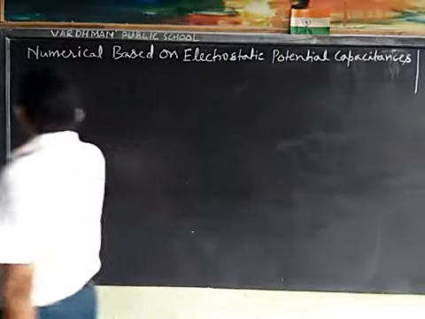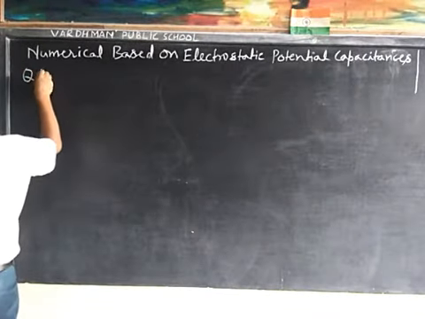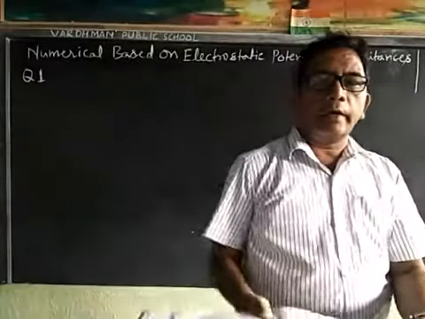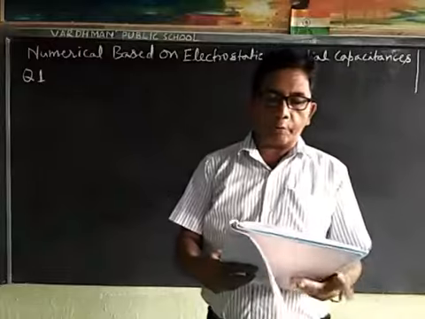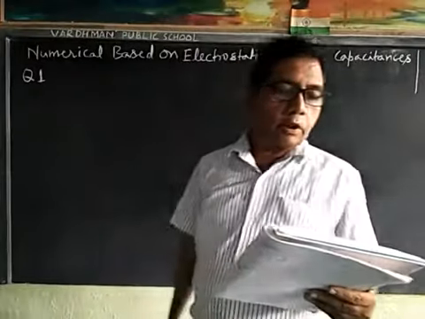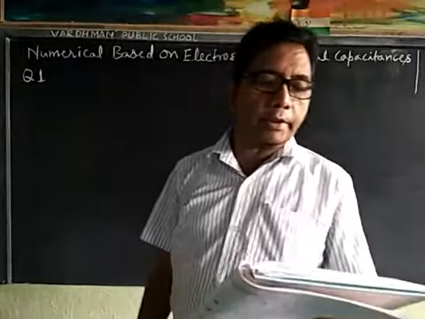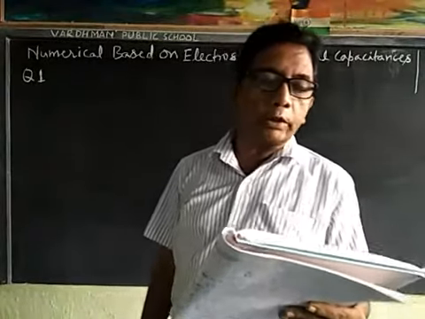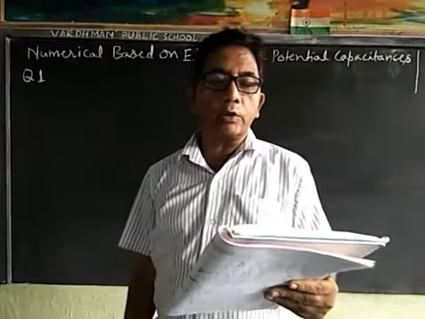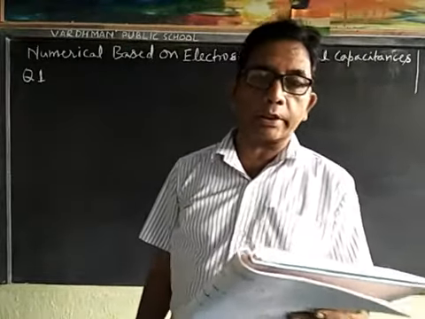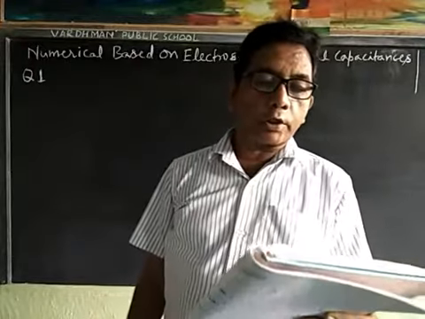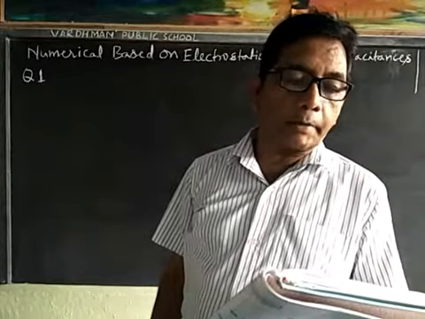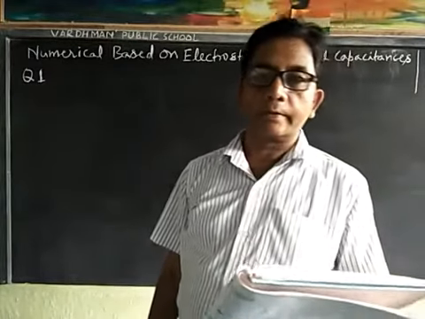Our first numerical is: an electric dipole of dipole moment 20 into 10 power minus 6 coulomb meter is enclosed by a closed surface. What is the net flux coming out of the surface?